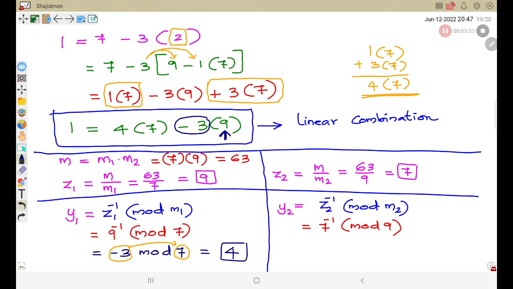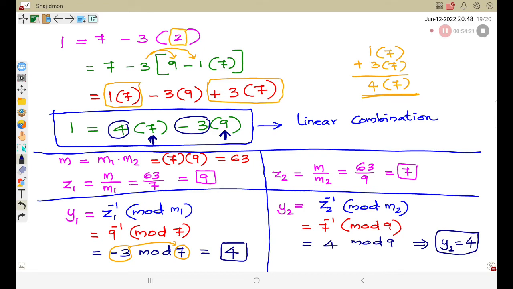This is the Y1. Now 7 inverse, same way you can check what is 7 inverse. 7 here, 7 inverse, the number behind 7 is 4. So 4 is a positive number, no problem. 4 mod 9, below 9 also. So we will get Y2 equals same number 4. So we got M, Z1, Z2, Y1 and Y2.